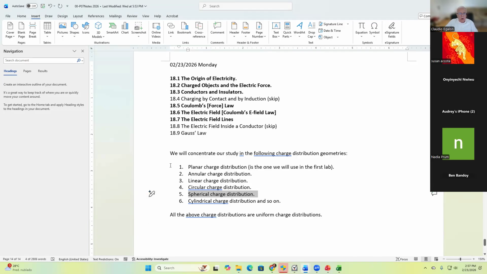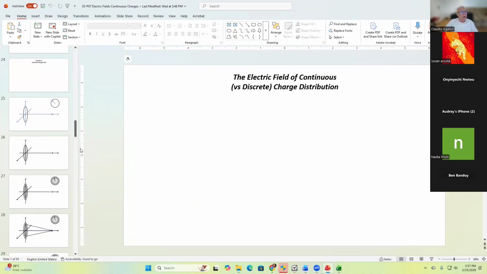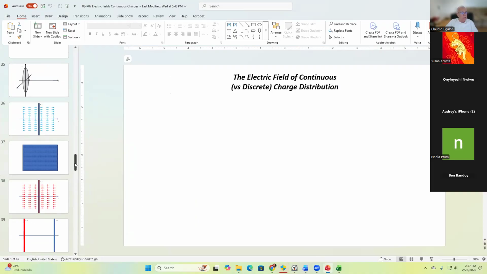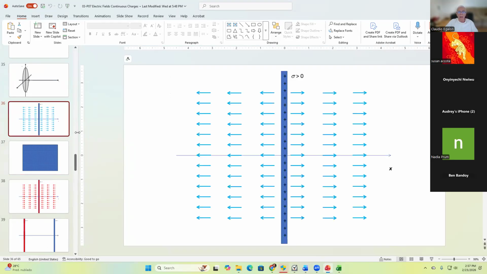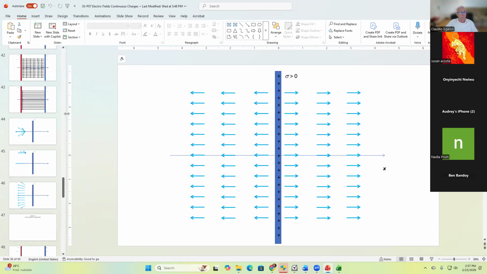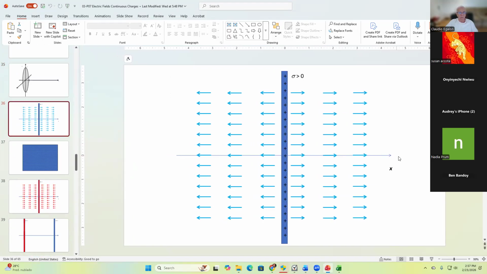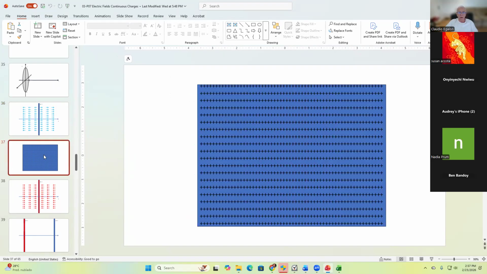Okay, and like I said before, lab number 1 deals with this type of charge distribution here, planar charge distribution. And let's talk about this one. Okay, and then we go back to the other. Here you go. That's my planar charge distribution seen sideways, right? My planar charge distribution, if we look from the top, or from the right side or the left side, is going to look like that. This planar charge distribution in this special case is a positively charged distribution.